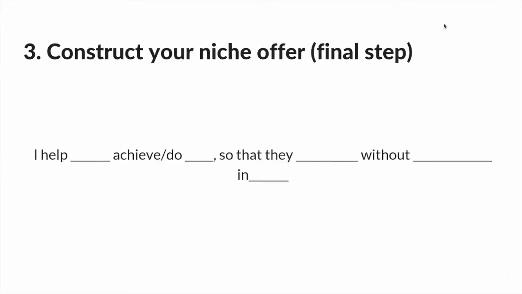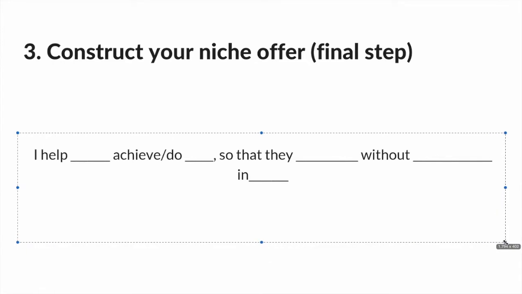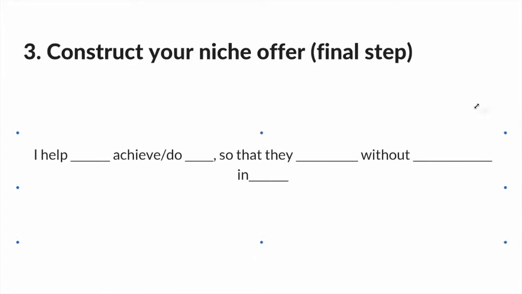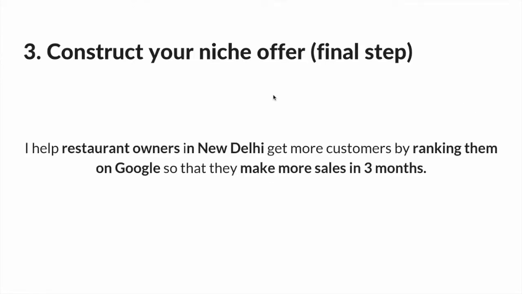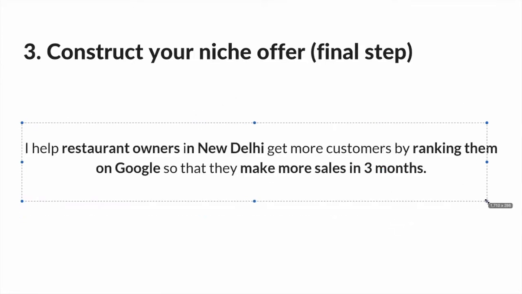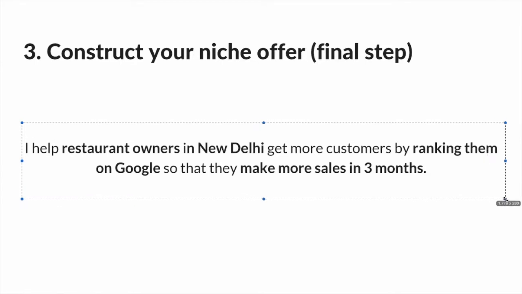The third thing is you construct your niche offer. So you need to define over here: I help ___ achieve/do ___ so that they ___ without ___ in ___. Now let's fill in these blanks and see how that looks for this particular business. I help restaurant owners in New Delhi get more customers by ranking them on Google so that they can make more sales in 3 months.